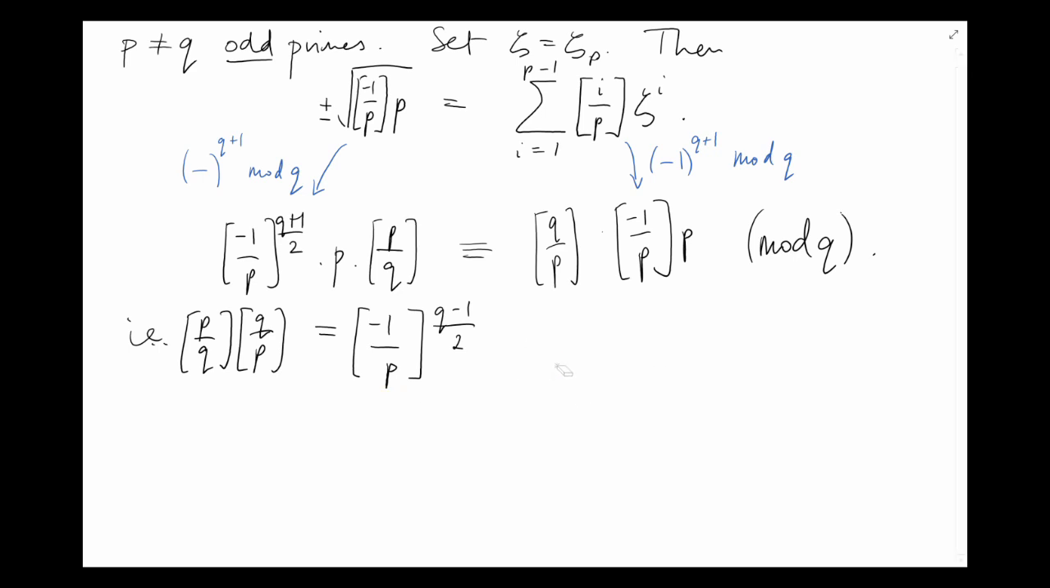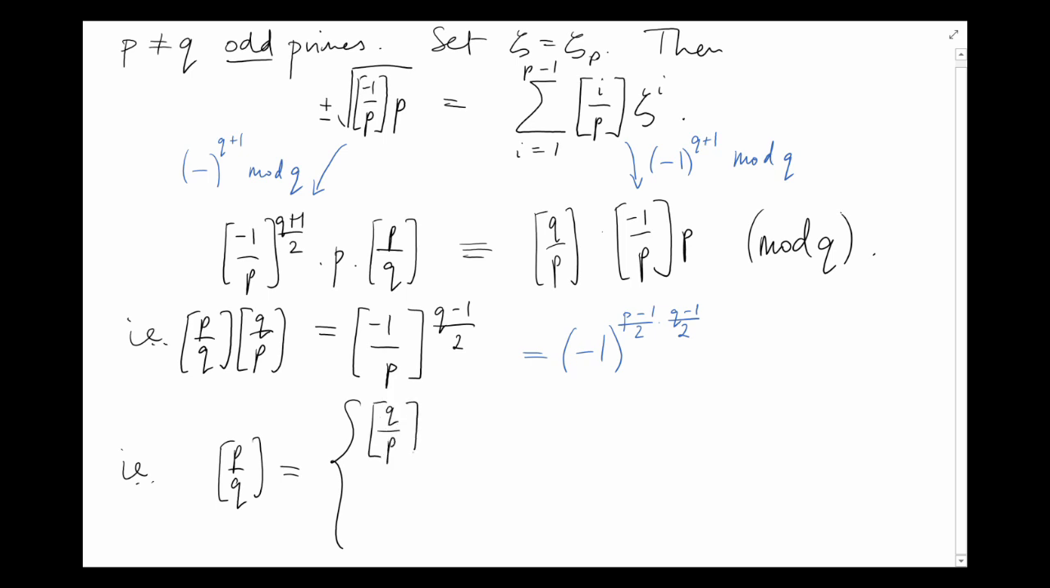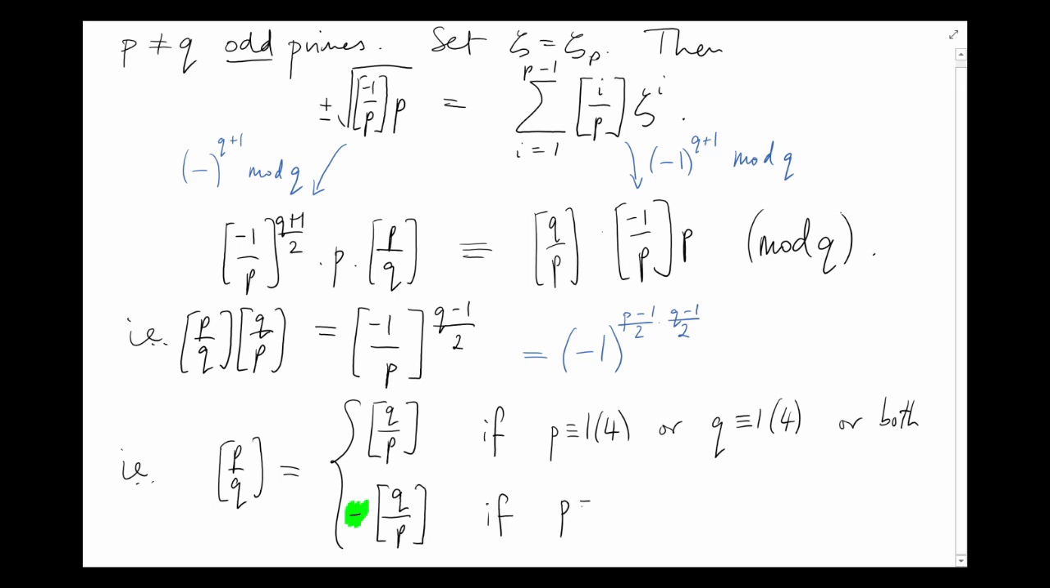Okay, so here's our relation, and you'll often see the right hand side written more symmetrically as minus 1 to the power p minus 1 over 2 times q minus 1 over 2. Personally, I think this still obscures the point. I much prefer to think about it as a formula for flipping the Legendre symbols, as follows: p over q equals q over p when either p or q is 1 mod 4, or both, and p over q is minus q over p when both p and q are 3 mod 4. This is called the law of quadratic reciprocity.